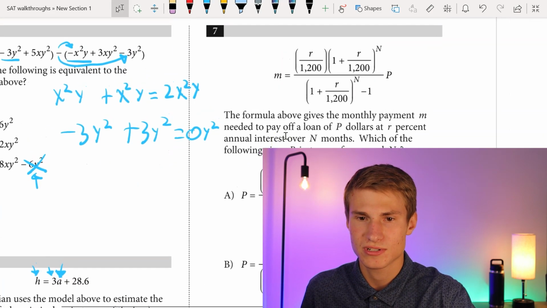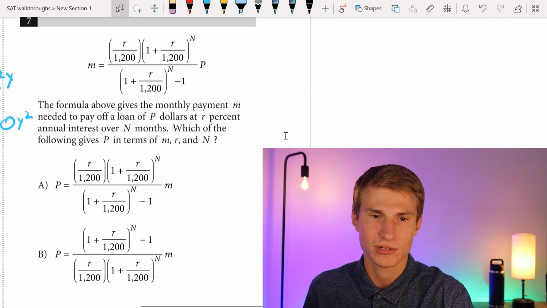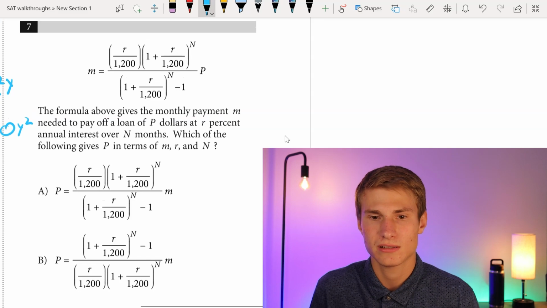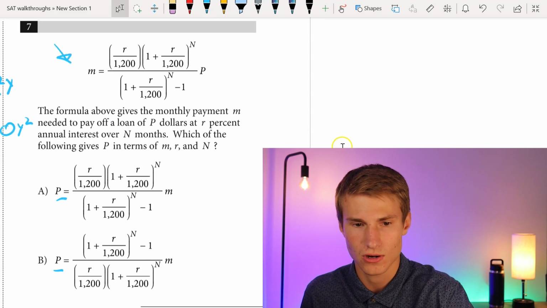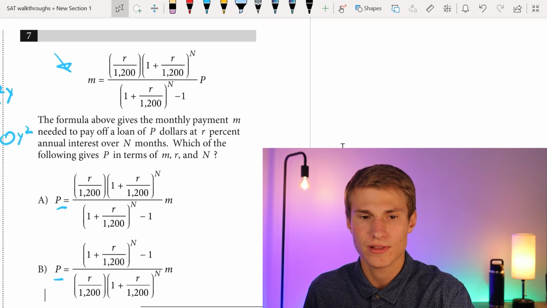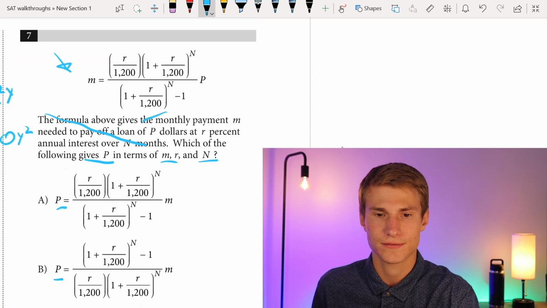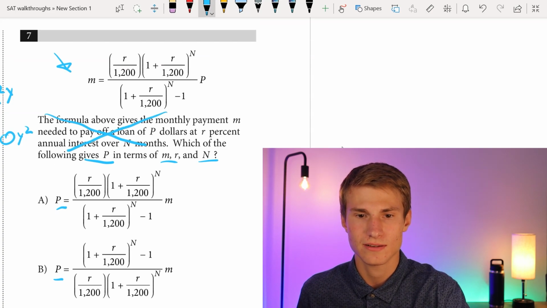All right, moving on to question number 7. It's going to look a little bit difficult, but I'm going to show you how you can solve this question really easily. So first thing that's jumping out to me immediately is I've got a bunch of variables, and then if I look at my answer choices, I just have one variable set equal to all the rest. In this case, it's P. So I know that all I got to do is give P in terms of M, R, and N. So I don't need to read this first part. That first part's irrelevant. All I got to do is solve for P.